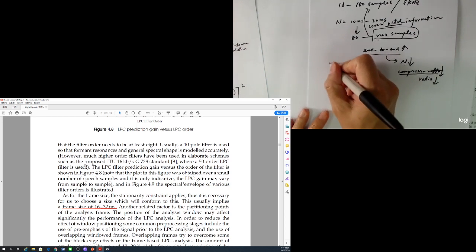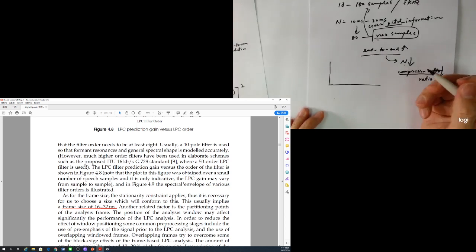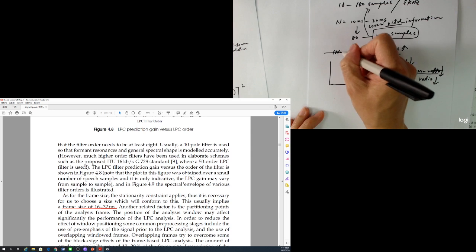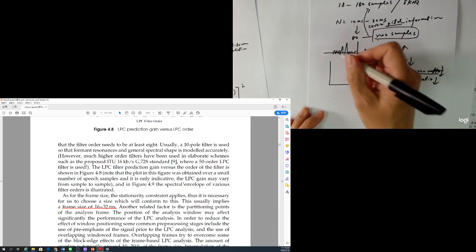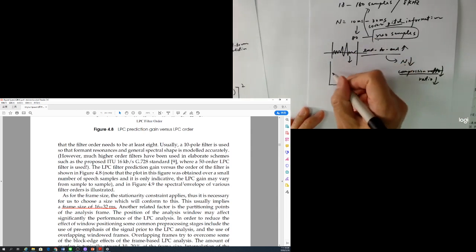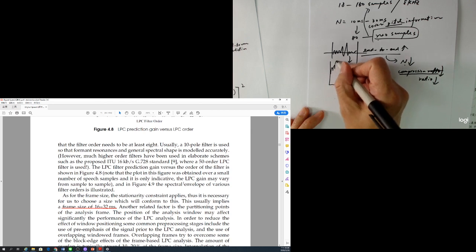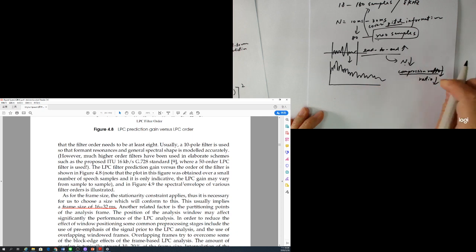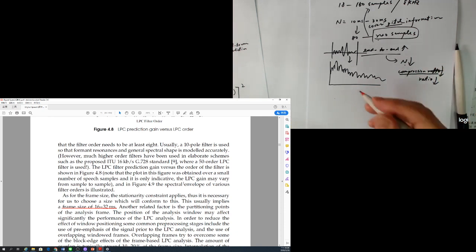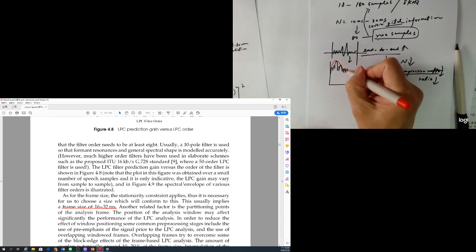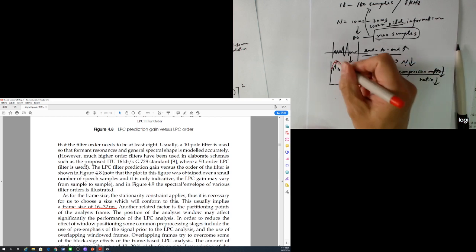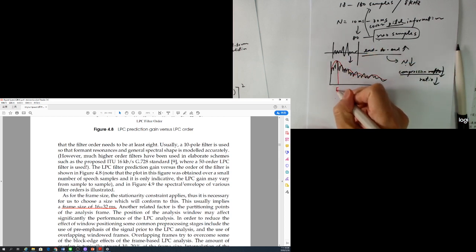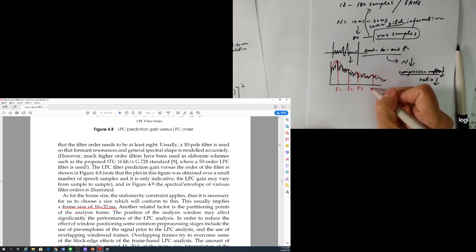So we have a speech frame. So you have a signal like this one, and then go to your frequency domain, so it will look like this one. So they try to find the envelope shape. So this one is your formant 1, this one will be your formant 2, this one is your formant 3, this one is your formant 4.